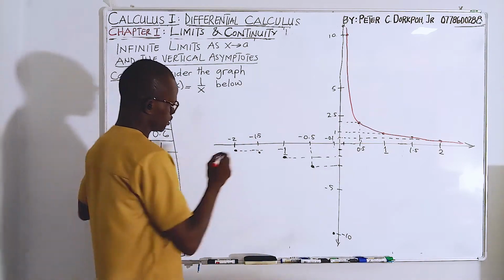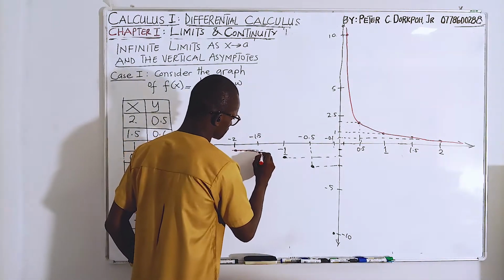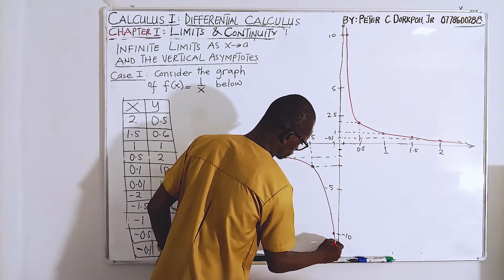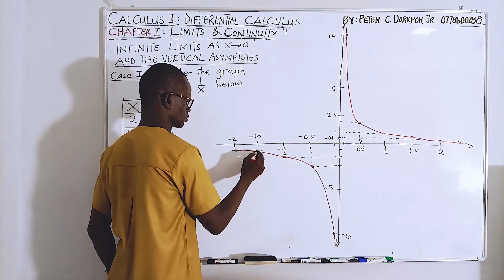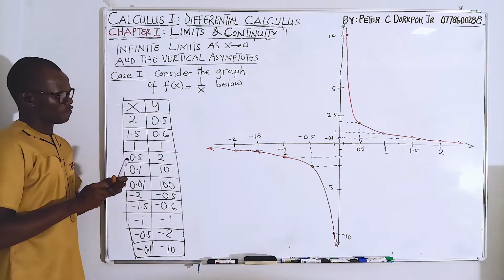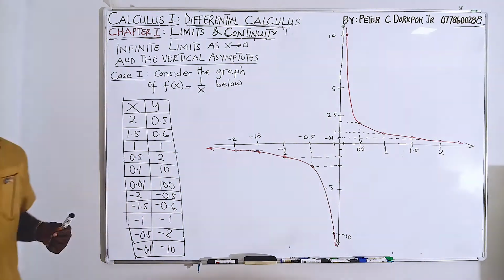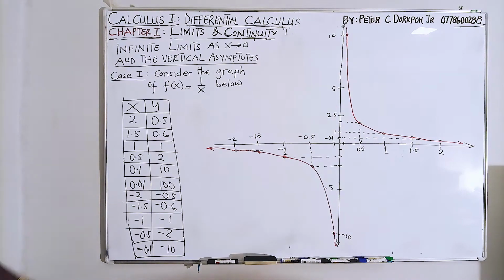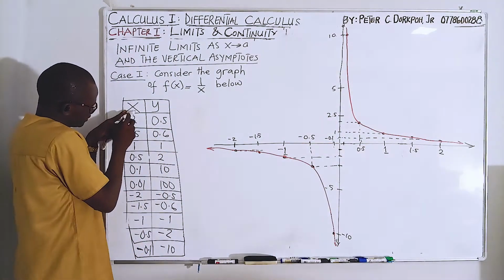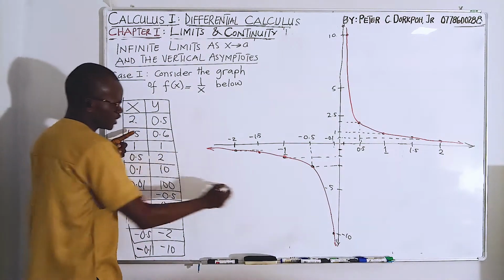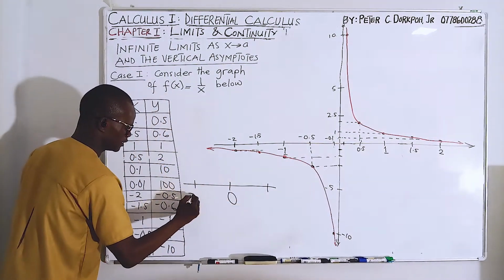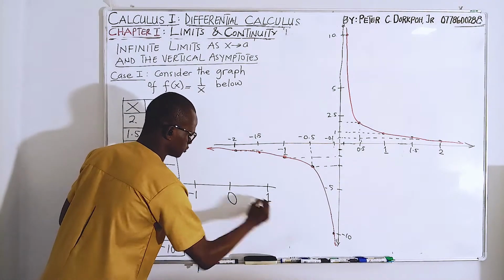And that continues. So if we connect these points, we're going to have something like this. Now, what do we observe from our graph? We observe that as x is getting closer and closer to 0, between negative 1 and positive 1.